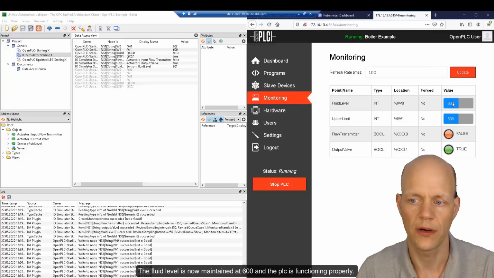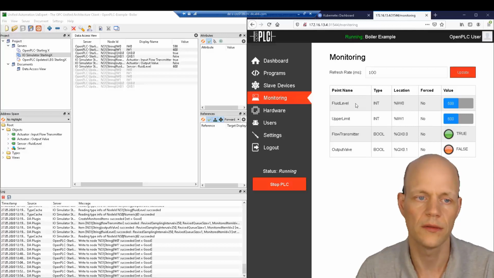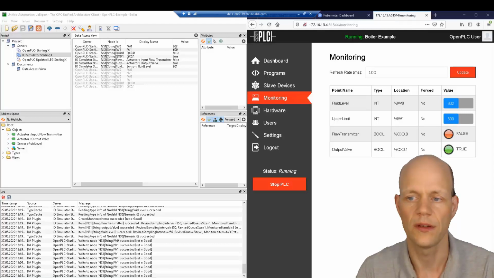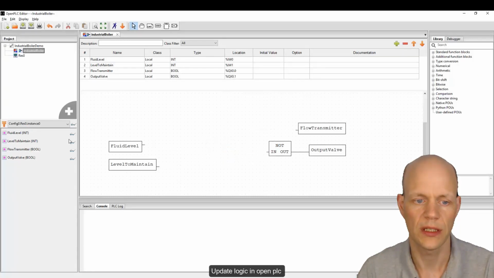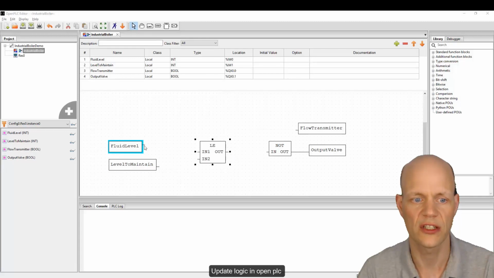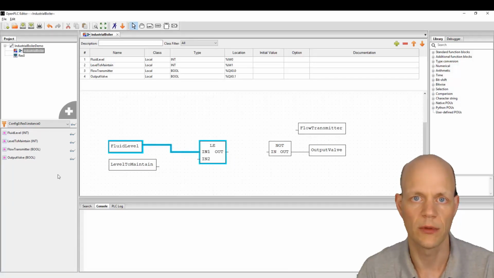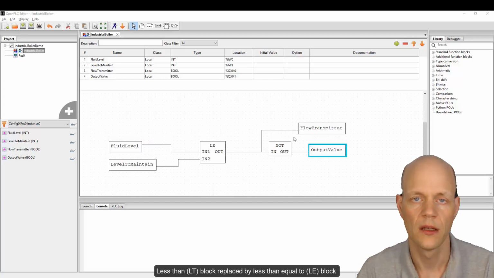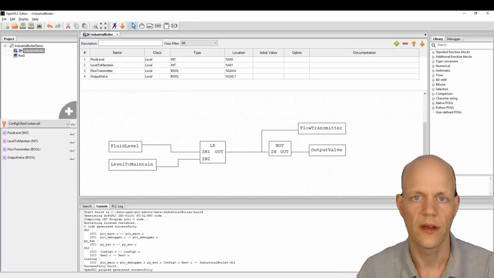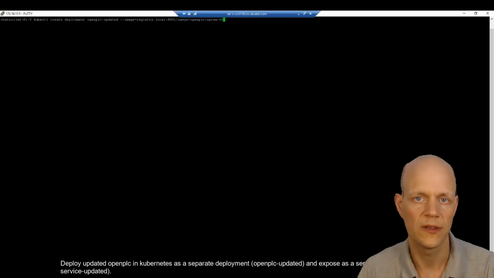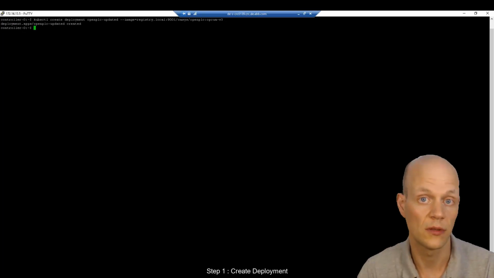Yeah, now we have reached the upper limit, and the output valves are regulated, and you see that they are turning true and false depending on how the fluid level behaves. Now we simulate an update. By that we change the control logic here. We delete a function block, this less than block, and replace it with a less equal block. And then we connect the function blocks again. So now we have updated the control logic, and we can compile it again and start another container with the OpenPLC runtime containing the updated control logic.